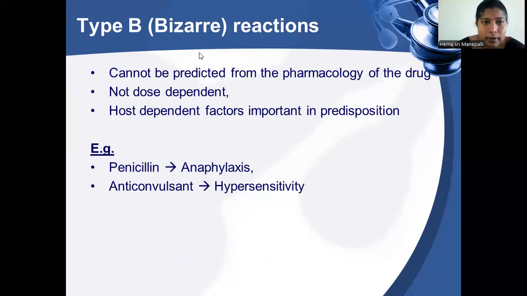And type B, bizarre reactions. This reaction cannot be predicted from the pharmacology of the drug. So here there is no pharmacology involved, and it is not dose dependent. So surely it won't depend on the dose. Host dependent factors are important in predisposition. Examples are penicillin, which causes anaphylactic shock, anaphylaxis we are calling it, and anticonvulsants, which cause hypersensitivity reactions.